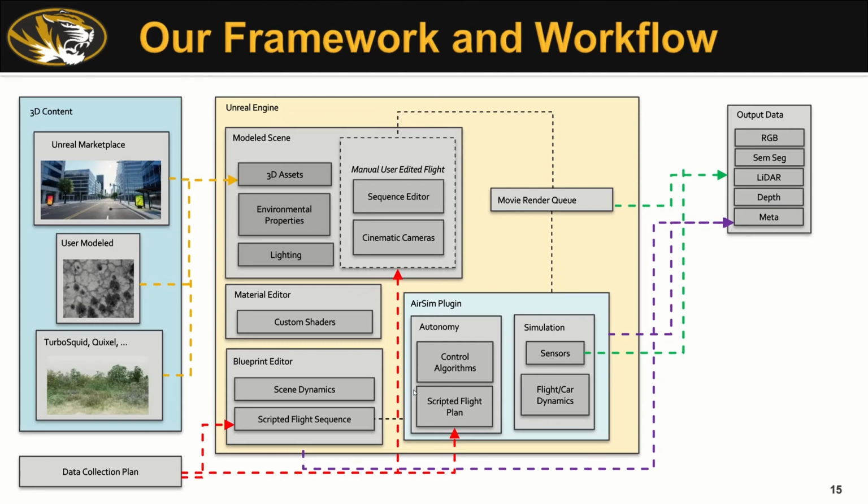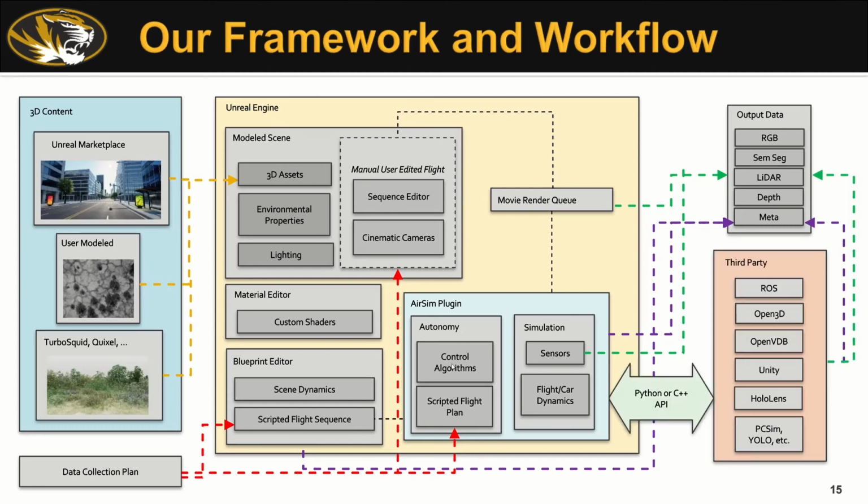We can explore autonomy and do a scripted flight plan with AirSim, and really all of this interacts with ROS, or we can visualize it with Open3D or OpenVDB. And as we mentioned, we can do some stuff with augmented reality with Unity and the HoloLens. Then our little AirSim package, which we're calling PCSim, does all of this at once and packages it all up. So see Drew's tutorial for that.